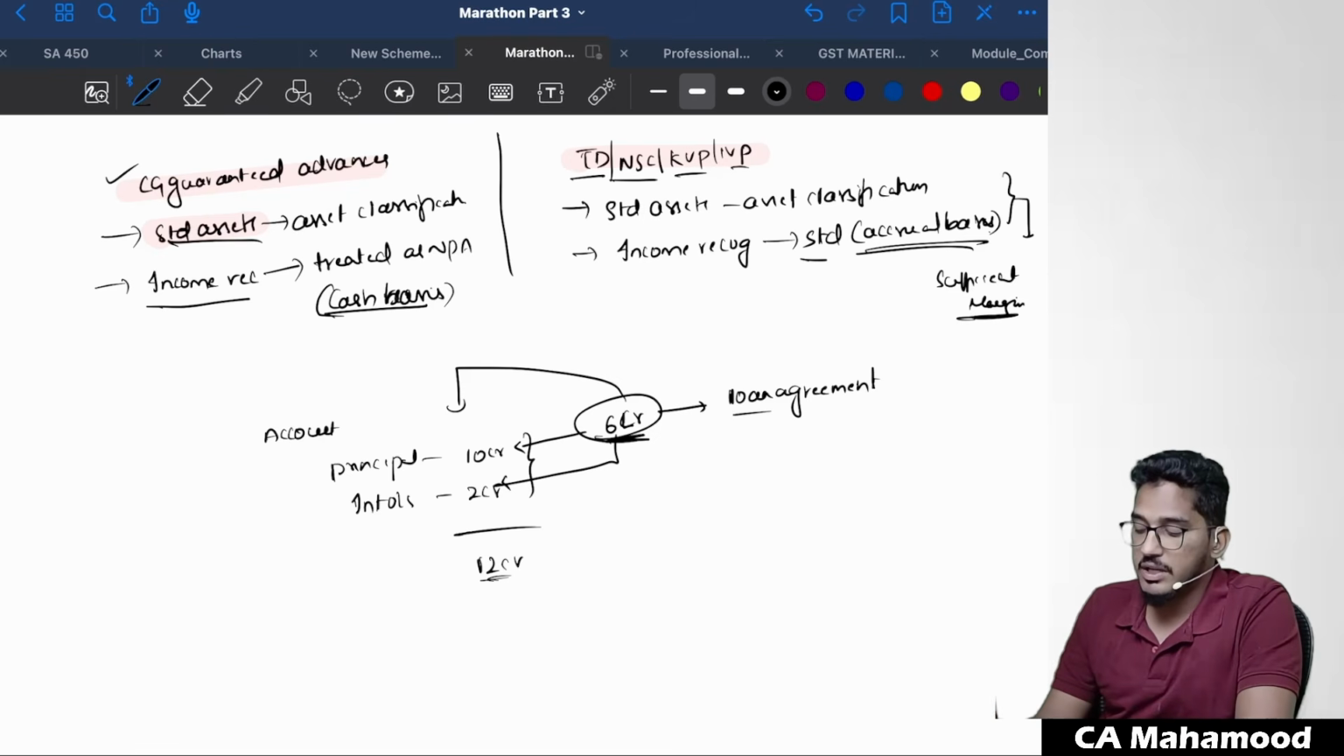So in the loan agreement, if they are telling that whatever partial recovery you receive, in case you have received partial recovery, first treat it as interest, and the balance you treat as principal, that only they will follow.